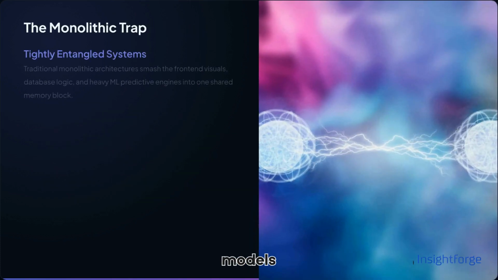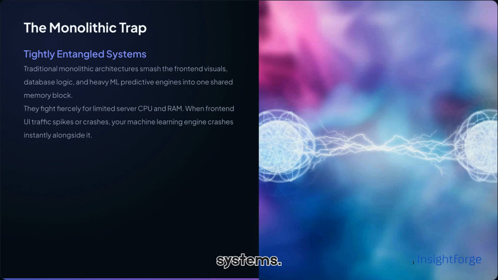Traditionally, we deployed these models using tightly entangled monolithic systems. You'd smash the front-end visuals, database logic, and heavy ML engines into one shared memory block. But when UI traffic spikes, your machine learning engine crashes instantly right alongside it. It's a code duplication nightmare. Therefore, we need the modern FastAPI bridge.